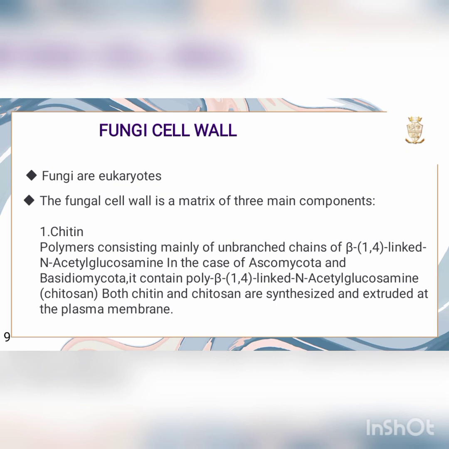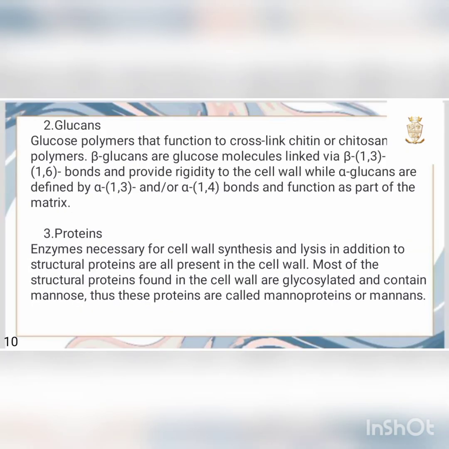In the case of Ascomycota and Basidiomycota, it contains poly beta-1,4 linked N-acetyl glucosamine, that is chitosan. Both the chitin and chitosans are synthesized and extruded at the plasma membrane. The second component of fungi cell wall is glucans. These are the glucose polymers that function to cross-link chitin or chitosan polymers.